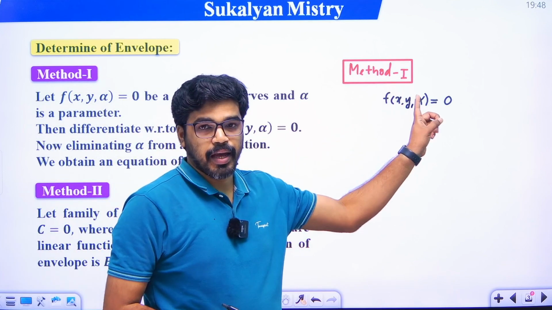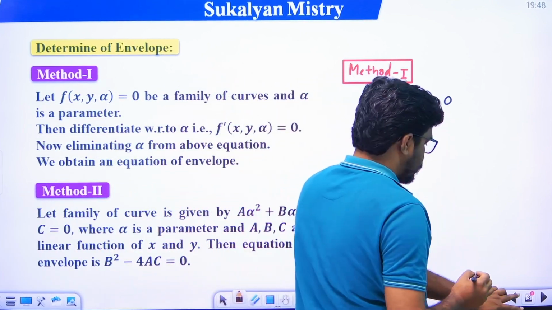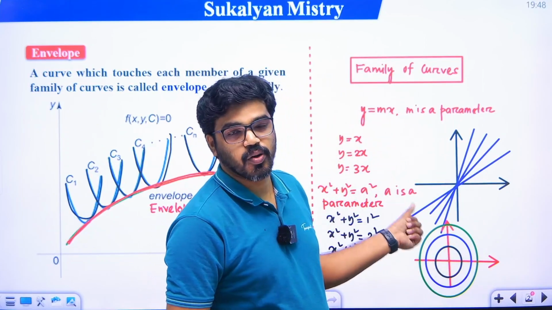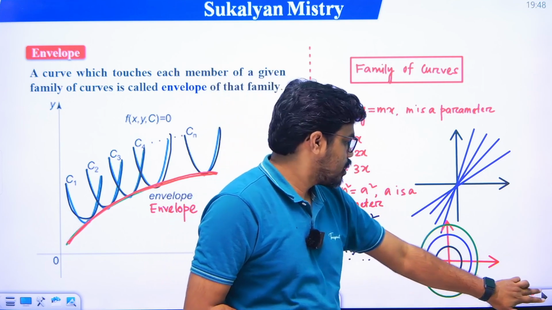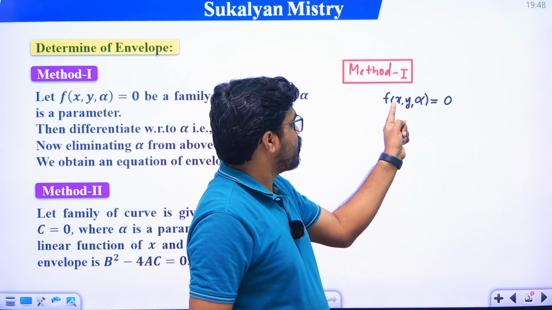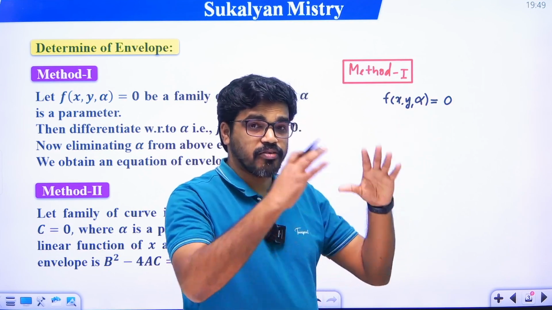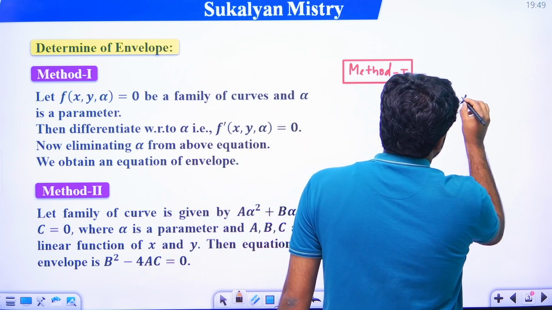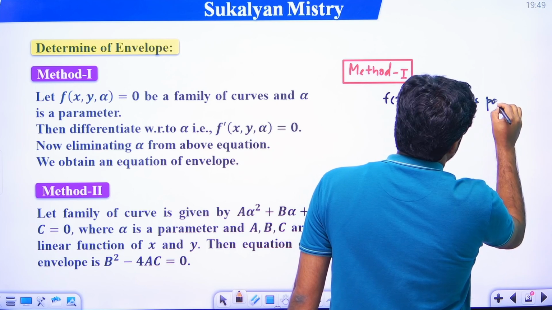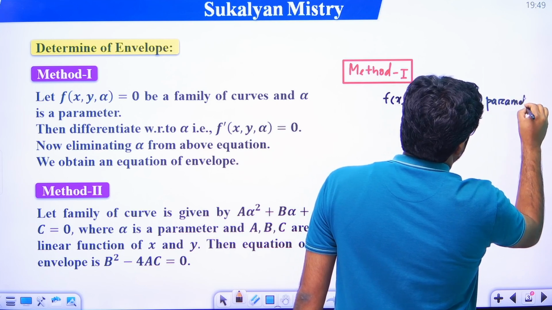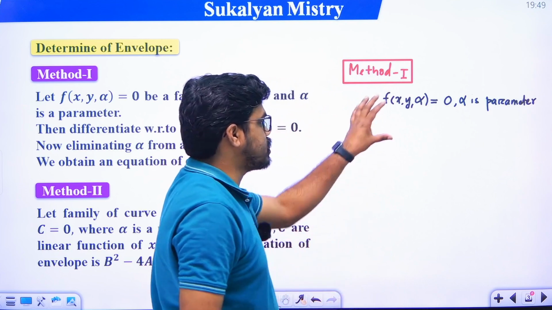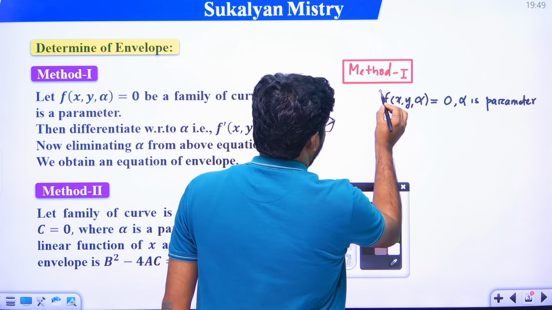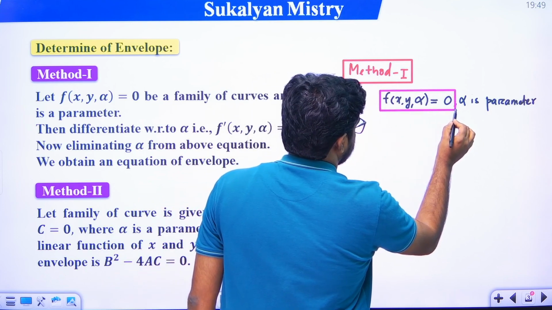Alpha is a parameter. Just see, for example, y is equal to mx, where m is a parameter, or x square plus y square is equal to a square, where a is the parameter. Getting my point? So f(x, y, alpha) equal to 0 is a family of curves where alpha is a parameter. So this is the given family of curves, right?